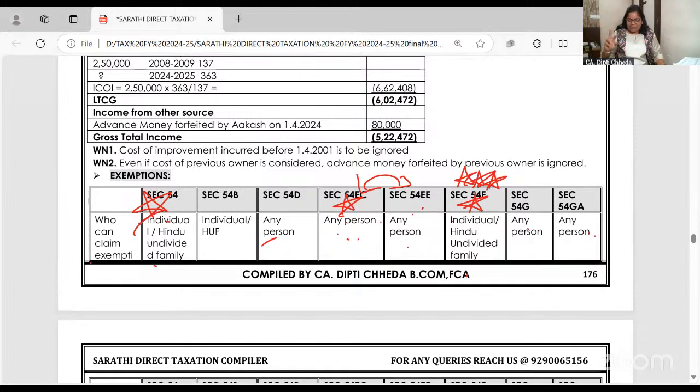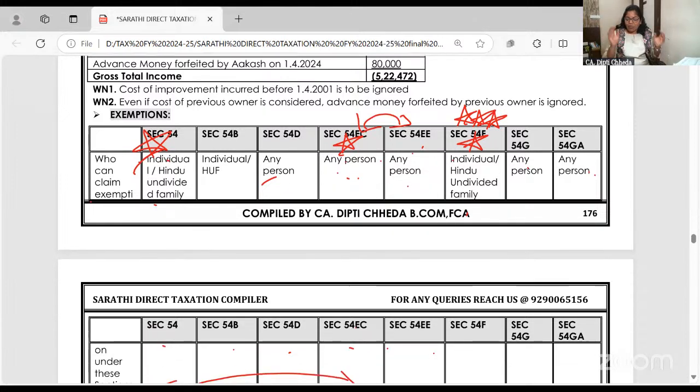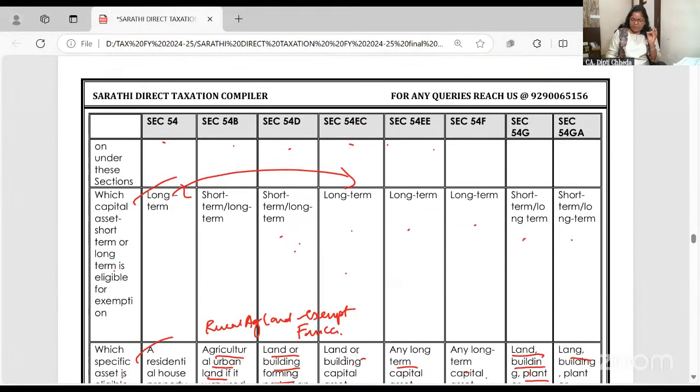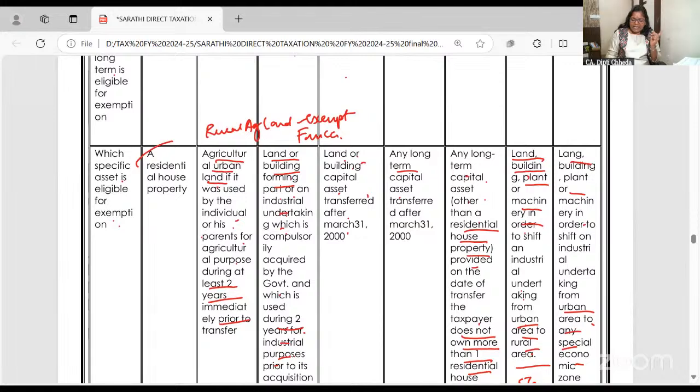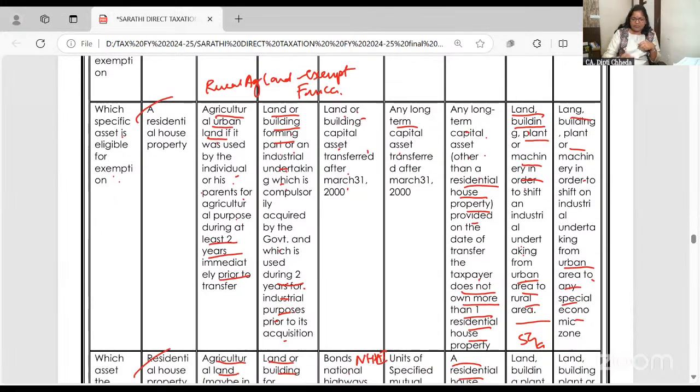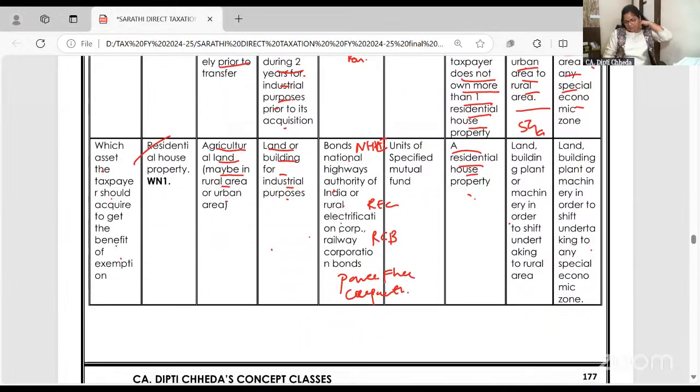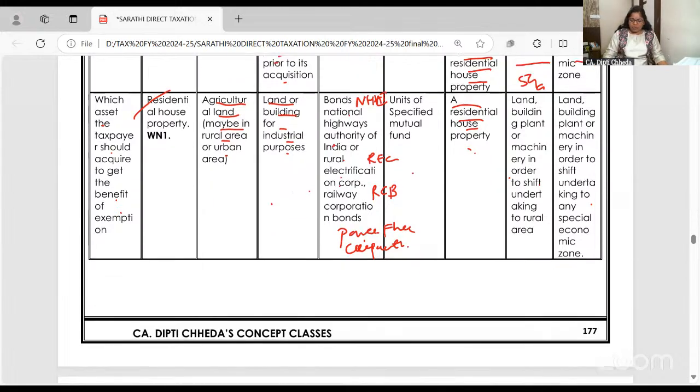54EC and 54EE go hand in hand. What is 54EC and EE? Any person, only long term. Sell land and building, buy bonds. 54EC: sell land and building, buy bonds. Sell any asset and buy specified mutual funds. Bonds are NHAI, REC, railway bonds, Power Finance Corporation bonds, and specified mutual fund units.